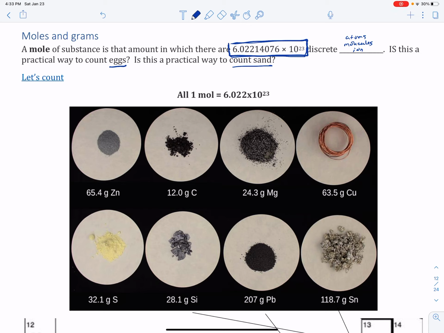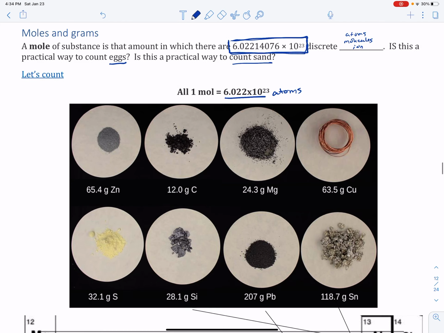The atoms are so much smaller than sand. So remember, all a mole is, is this many, and these are all atoms. In this case, we're talking about atoms. And so this is showing you what that many atoms of different substances look like.